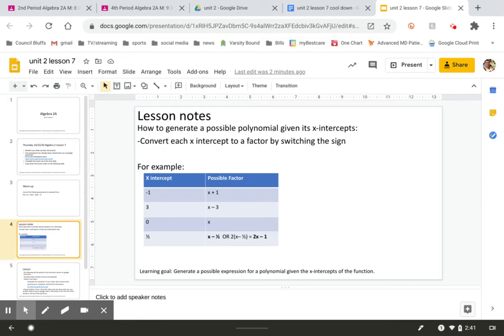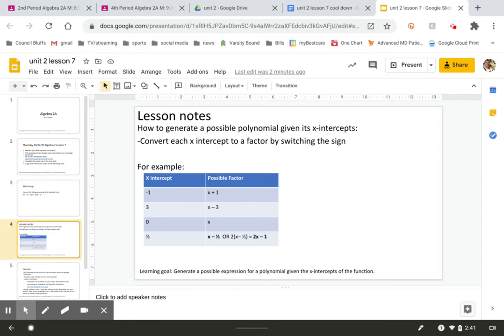If I have a positive x-intercept, so say my x-intercept is +3, then I convert it to a factor by changing the +3 to a -3, and thus the factor becomes x minus 3. If I have an x-intercept of 0, then my factor is simply x, because it would really be x minus 0, which is just x.